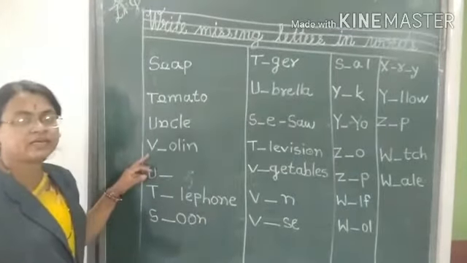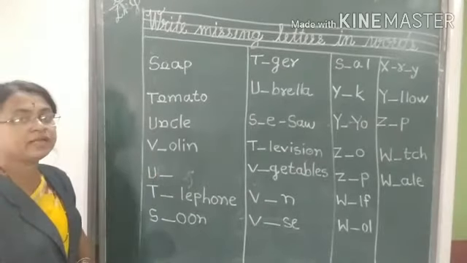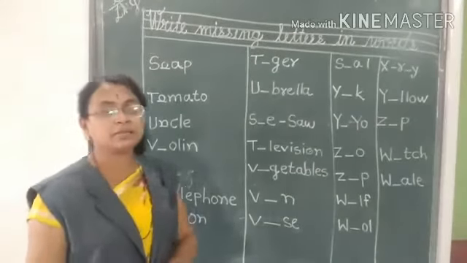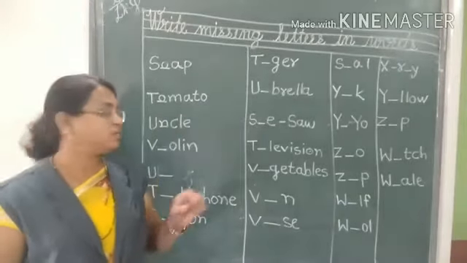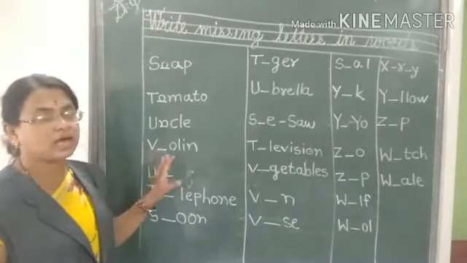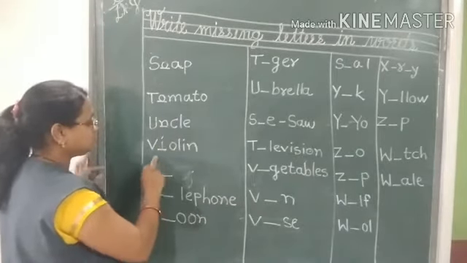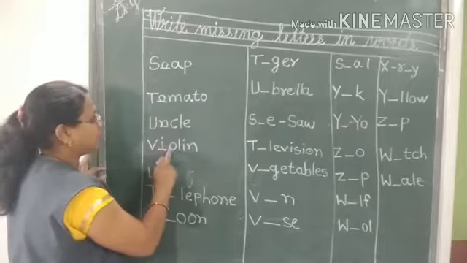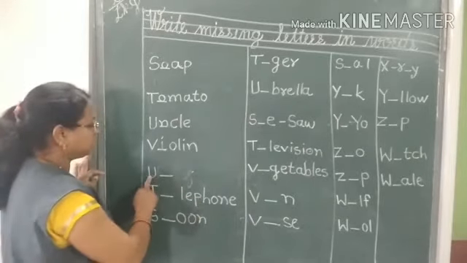Which is the third spelling? B dash O L I N. This spelling is violin spelling. Tell me the violin spelling. B I O L I N. Which letter is missing after B letter? I. So you write I letter. Read the spelling. B I O L I N. Violin. Okay. Read the next.